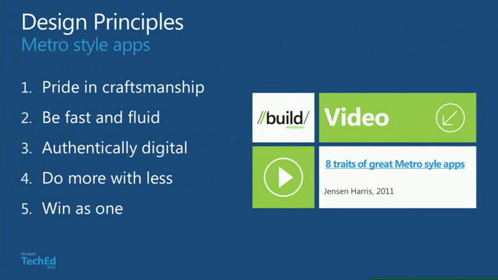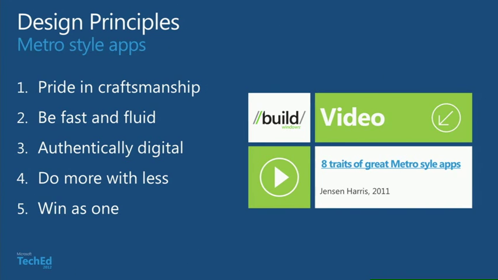While it's really nice to have, we're going to be covering some of these design principles today as well. I would highly recommend that you go and watch this session that Jensen Harris offered at our Build conference last year. It's titled 8 Traits of a Great Metro-Style Application. In this session, Jensen talks a lot about how you can build applications that are fast and fluid, that actually focus on the content and not the chrome that goes around the application, so the user is in charge, that have a very high level of polish, and that hopefully can help you make some money at the end of the day. So a very highly recommended session that you should go and watch offline.